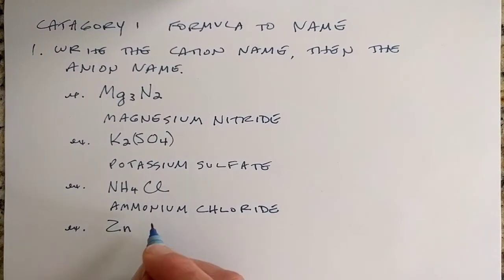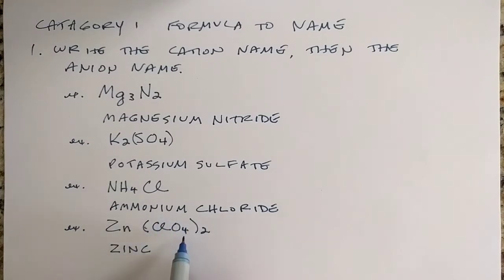All right, let's do another one. So if you have Zn, parentheses, ClO4, parentheses 2. So Zn is zinc. Zinc is part of the slide. And then ClO4, this is a polyatomic ion. That's where you check your chart. And we can see that ClO4, the name is perchlorate. And we just write the name down, perchlorate.